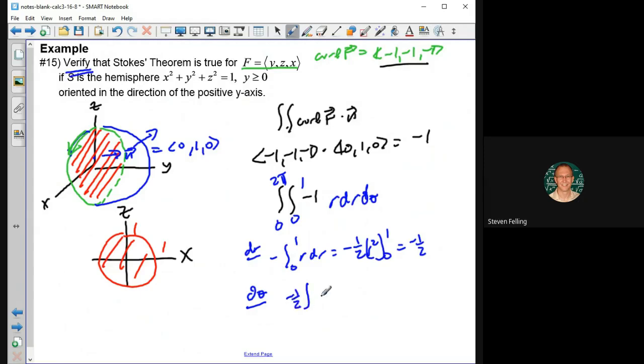And then we would take the theta part, which would be the integral of the constant times the integral of 1 d theta from 0 to 2 pi. Should be -1/2 theta, 0 to 2 pi. It should be -1/2 times 2 pi, which is -pi. And that's by far the least amount of work of these three methods. Okay?